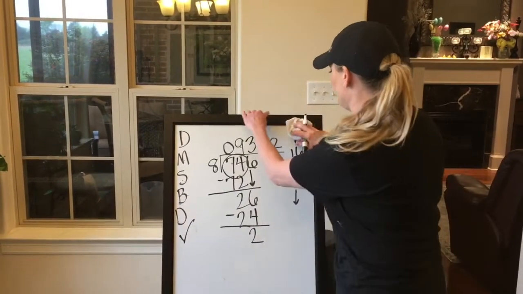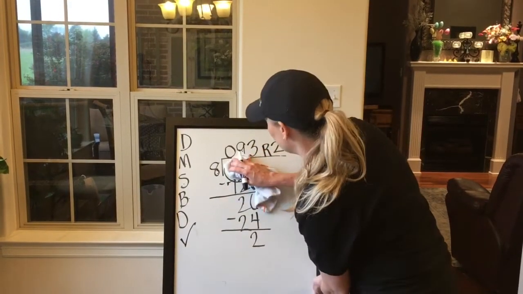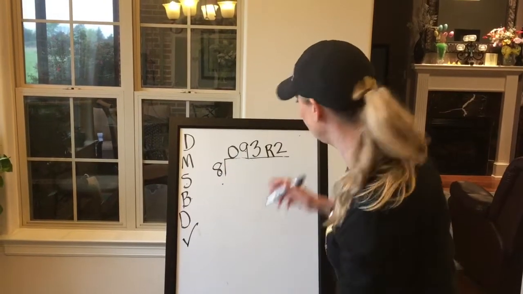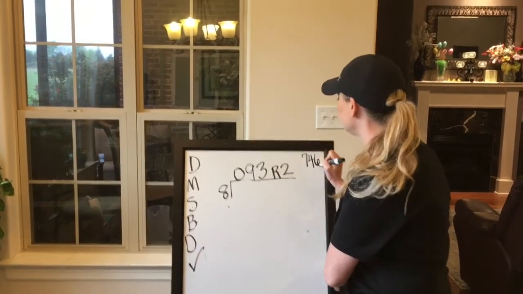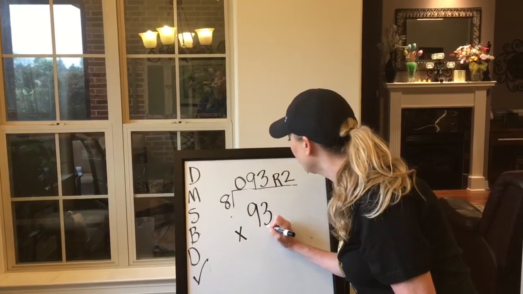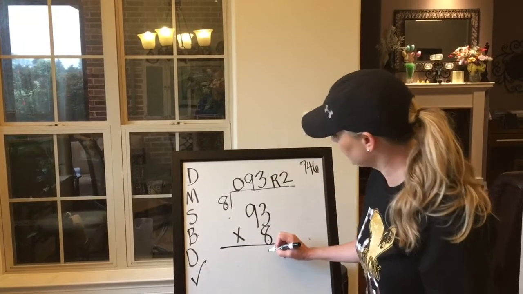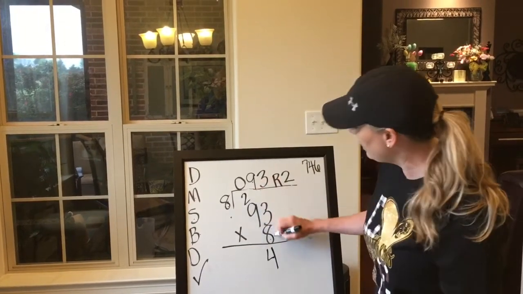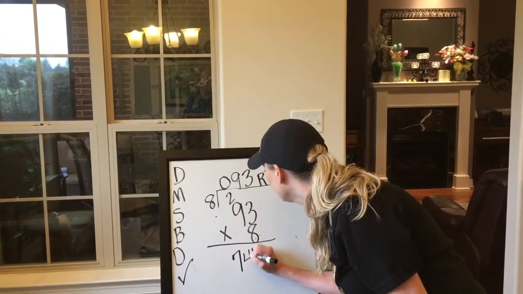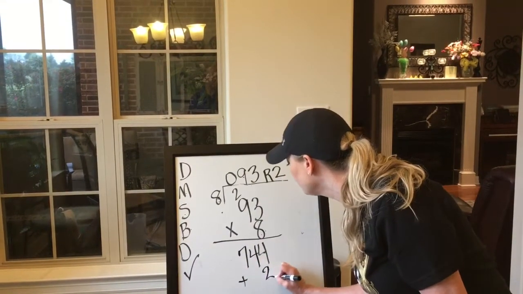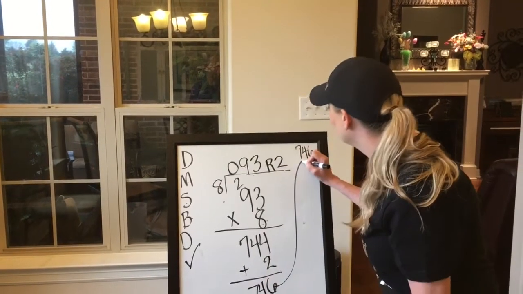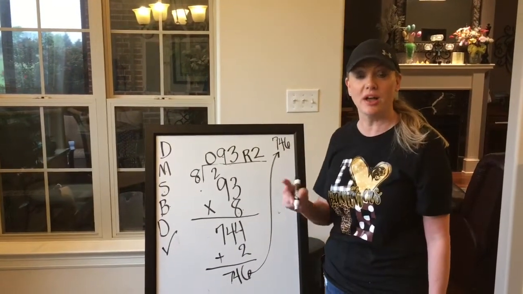And let's look at our recheck. I'm going to have to give myself some room. Okay, let's remember our dividend was 746. Take the 93 and multiply it by the 8. 8 times 3 is 24, carry my 2. 8 times 9 is 72, 73, 74. And then I have to add the 2 for the remainder. And I get my dividend. So I got the answer correct.